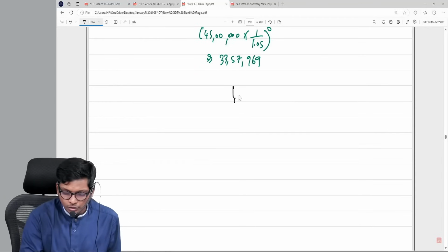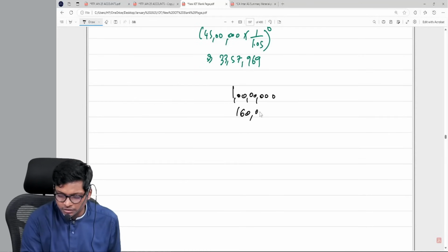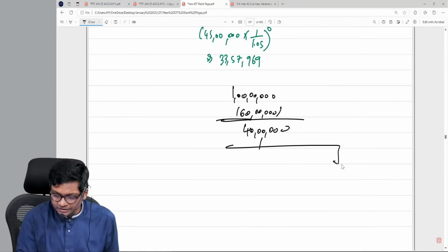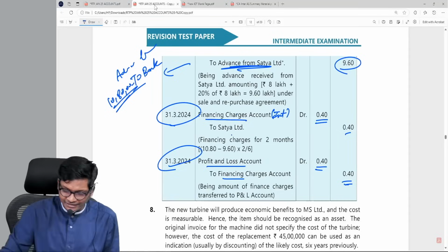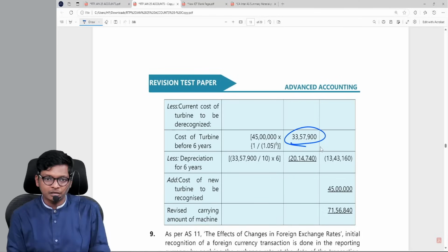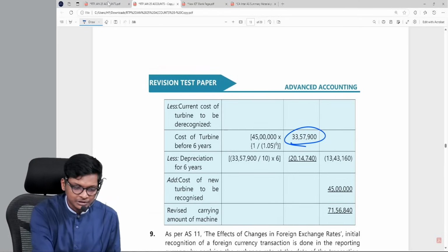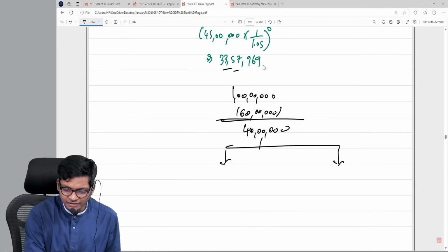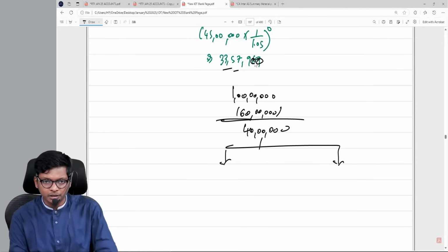Quickly, guys. In the asset which is 1 crore, I already reduced 60 lakhs. I'm left with how much, guys? 40 lakhs. This 40 lakhs, let me just cross check if the answer is correct so we should not make mistakes later. How much you got? 33,57,900. Correct, guys? Okay, we'll round off.